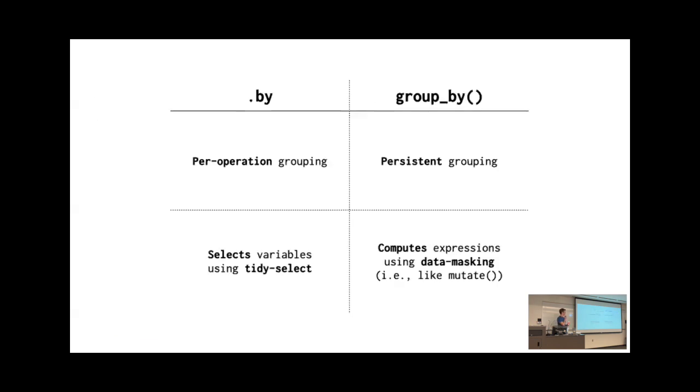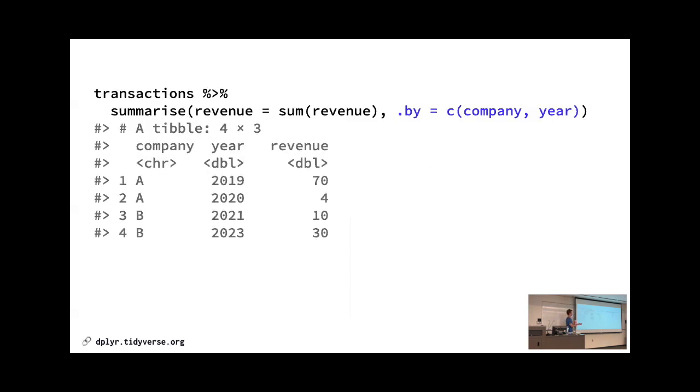Group by, on the other hand, works more like mutate. If you wanted to compute a column on the fly and then immediately group by it at the same time, you could do that with group by. You cannot do that with by because it only allows you to select specific columns. So by is purely about selection. It doesn't actually create columns on the fly.